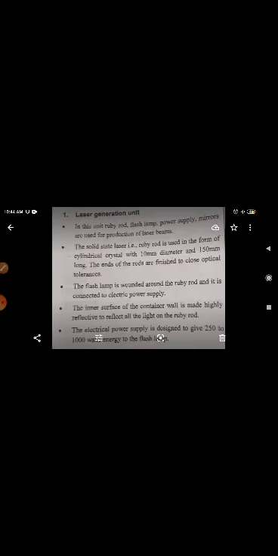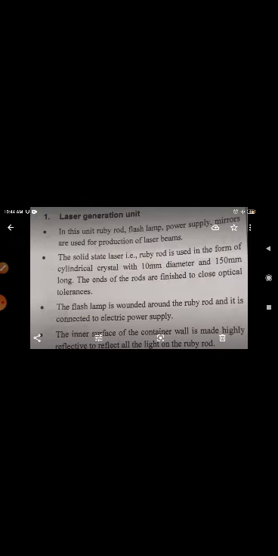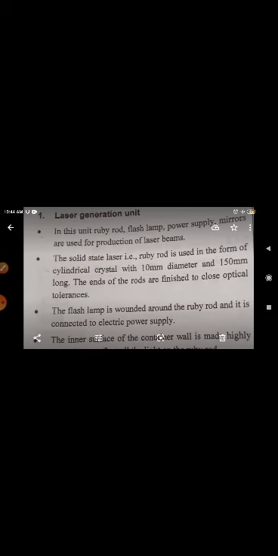Now let's see one by one. Laser generating unit. In this unit, ruby rod, flash lamp, power supply, and mirrors are used for production of the laser beam. The solid state laser, that is the ruby rod, is used in the form of a cylindrical crystal with 10 mm diameter and 150 mm length. The ends of the rod are finished to close optical tolerance.